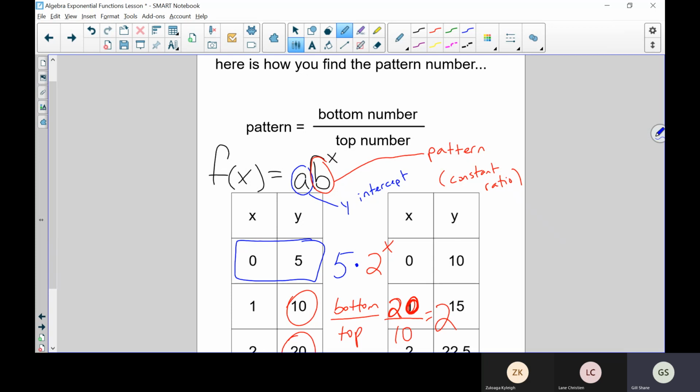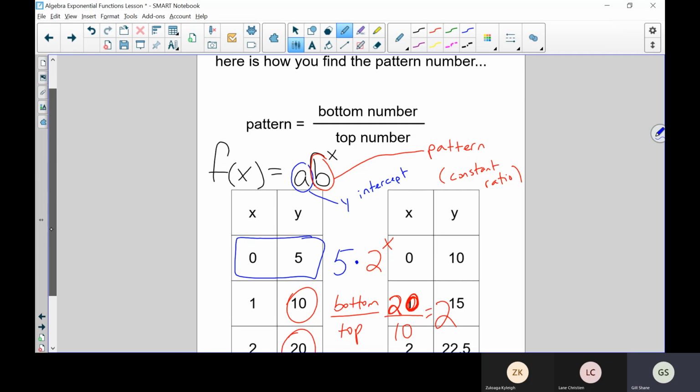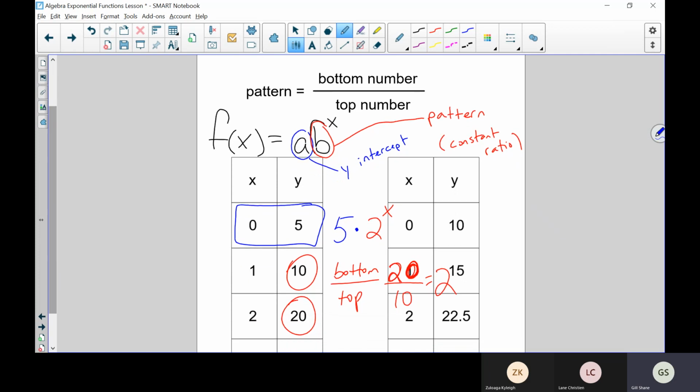Now in this one, it's pretty easy. You just throw numbers out. What did I multiply to go from 5 to 10? 2. What did I multiply to go from 10 to 20? 2. So 2 is the pattern. So my number would be 2. Now, what if it's not as easy to find that pattern number? What if I give you, like I did on the last exit ticket, a bunch of decimal numbers?